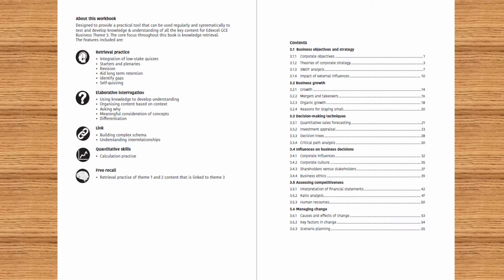It covers a range of different styles of activities, including retrieval practice, elaborative interrogation by asking how or why, links encouraging students to see how the course has developed from year 1 to year 2, quantitative skills to practice calculations, and free recall, which is retrieval practice of theme 1 and 2 content that is directly linked to theme 3 content. Clearly works through the specification.